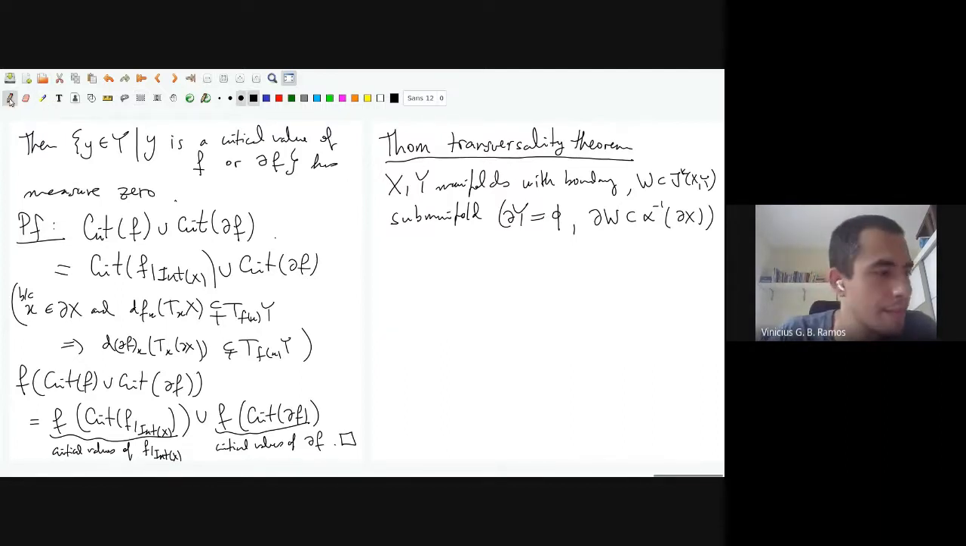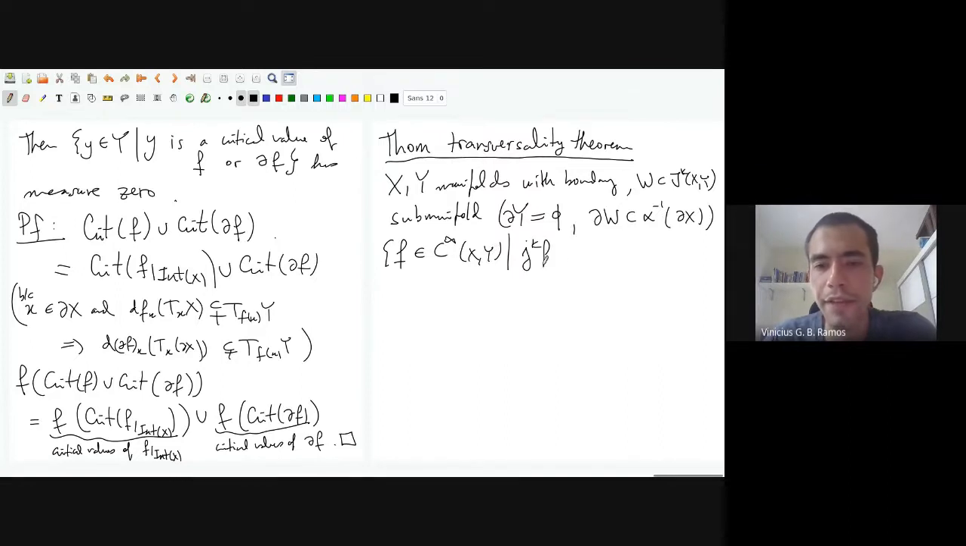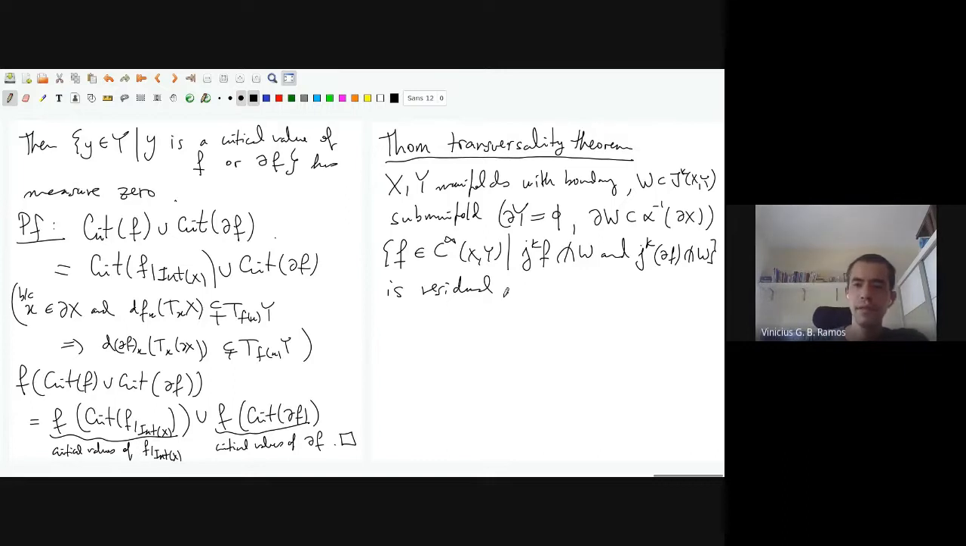So the theorem is that the set of smooth functions F such that the kth jet of F is transverse to W, and the kth jet of the boundary of F is transverse to W, is residual. It's not surprising that the proof is exactly the same. You just have to be careful with the boundaries. The proof is an exercise of basically copying the proof of the Thom transversality theorem, but being very careful about the boundary.